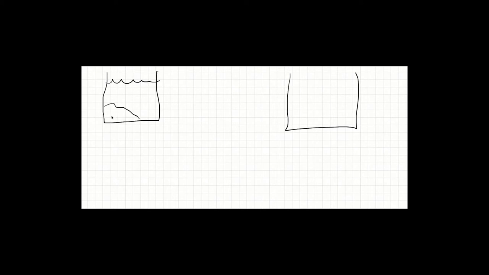So the way to do this derivation is to imagine two different beakers. And we'll just draw them over here. We've got the first beaker where we just have a solid in equilibrium with a liquid. And we know if that's the case, we must be at TM.